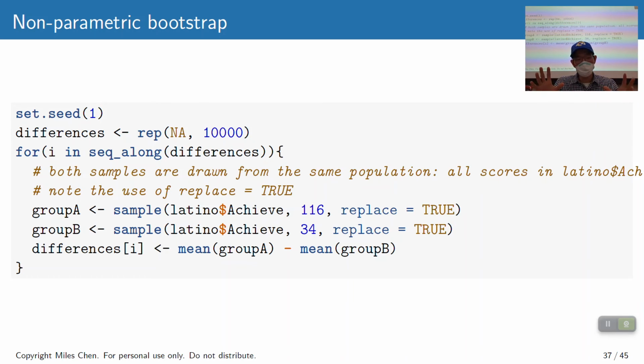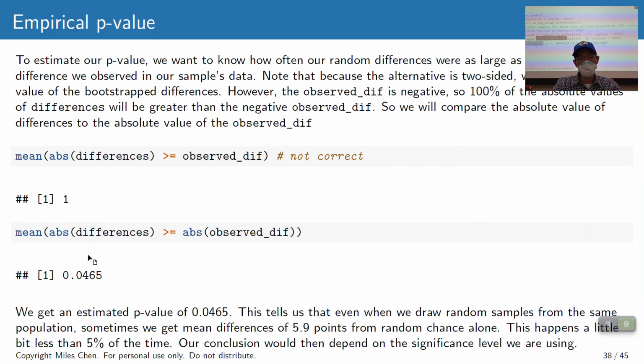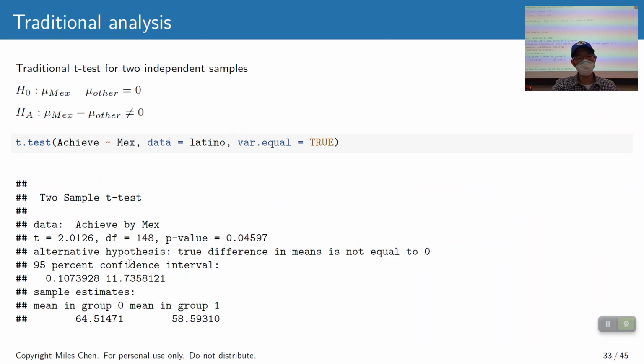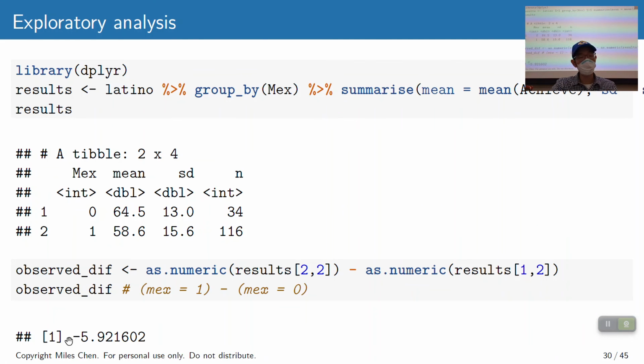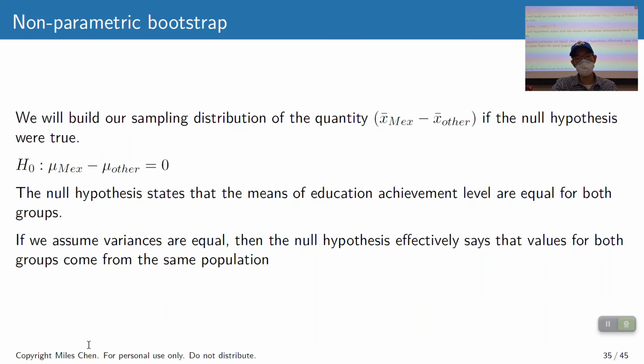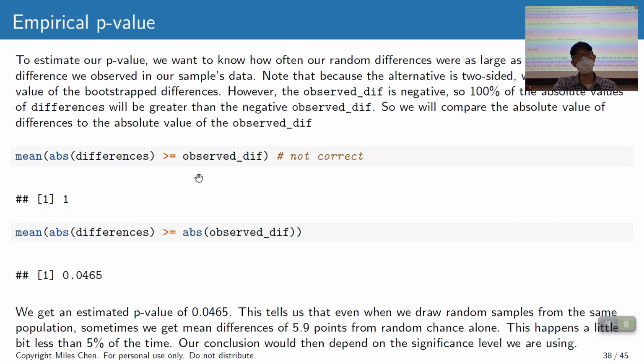If the null hypothesis were true, everybody's coming from the same population, and whatever differences we get are just a result of random sampling. So I'm going to keep track of all of these differences, and we want to know, how often do we get a difference greater than our observed difference? Our observed difference back here was negative 5.92. And we have a non-directional alternative, so we want to check both tails, so we're going to use an absolute value. Now you have to be careful when you do the absolute value.